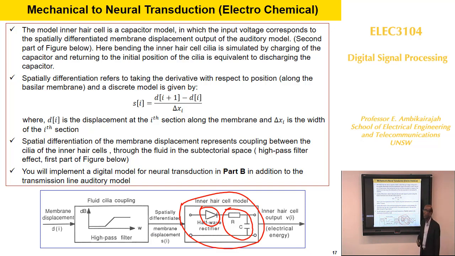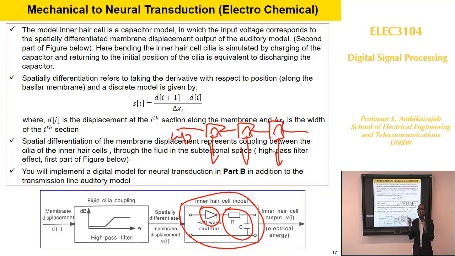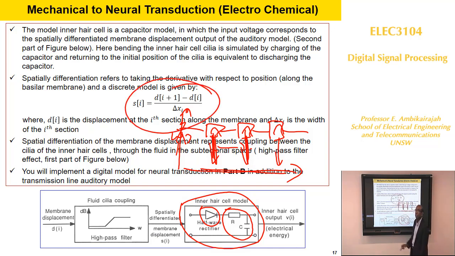Now one more thing you have to do is, the basilar membrane. We are going to model the basilar membrane as bandpass filter, bandpass filter, bandpass filter. This is the input, this is the output of the filters. Remember, they are individual filters. Now we need to couple them. So the coupling is done. This is frequency, there's no axis. So the coupling is done by subtracting the output of this with that one, which we call the spatial differentiation.